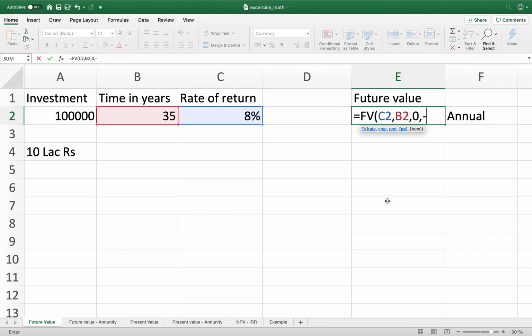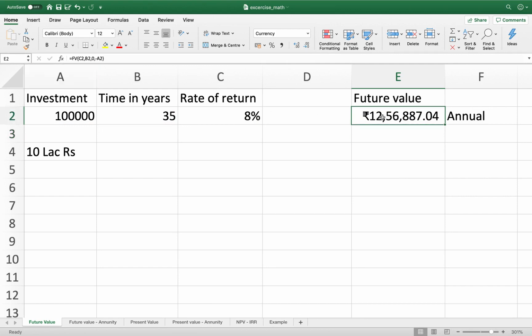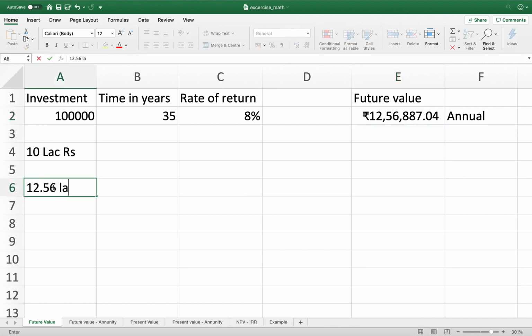Another hint is that everything which is in the bracket, you have to give as a negative number. So I have given minus and the present value of the fund, and then I'll enter and I'll see how much money it becomes. Well, it becomes 12,56,000 rupees.